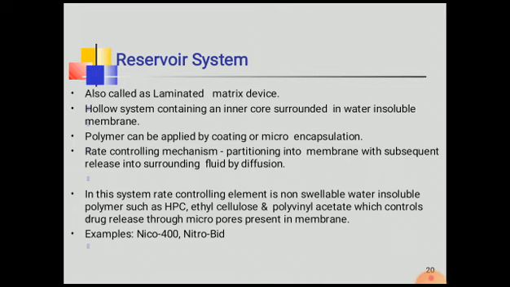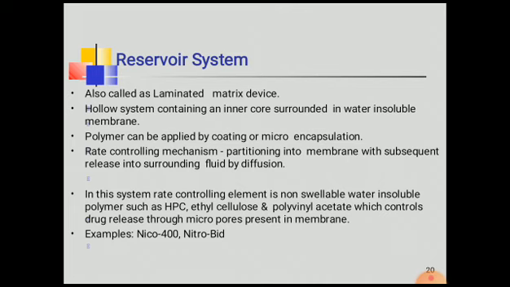The polymer can be applied by coating or microencapsulation. So the lamination of polymer we can do by microencapsulation, pan coating method or spray coating method. Different methods are there, and we can follow any one technique. So what is the rate controlling mechanism? How does it control the rate of drug release? By partitioning into the membrane with subsequent release into the surrounding fluid by diffusion. So two mechanisms are there: partition and diffusion.